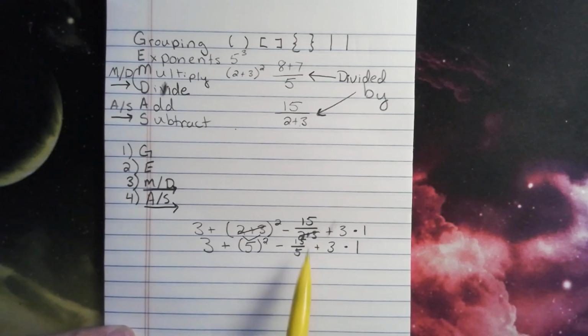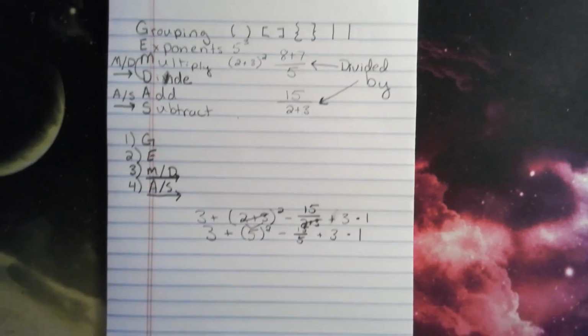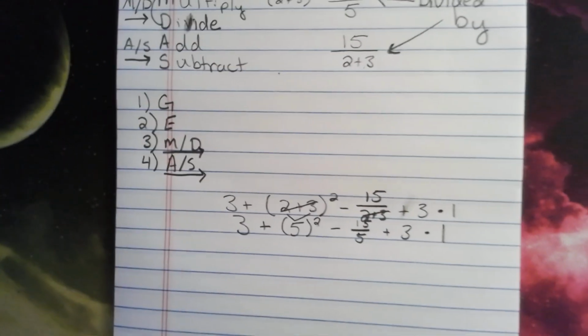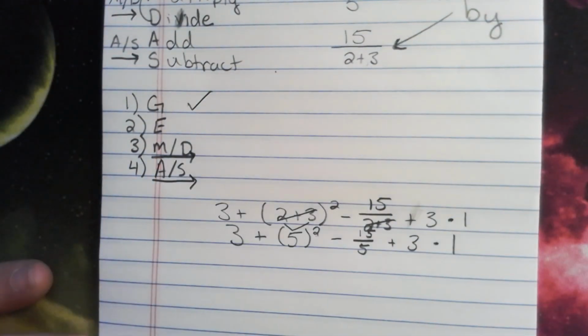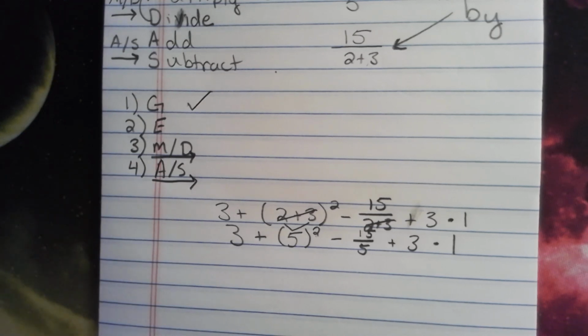I know it's a little hard to read there. Just bear with me, I might zoom in a little bit. But now we can say with confidence that our grouping is done. We can go over here and do a check mark. There's no more grouping that needs to be handled.